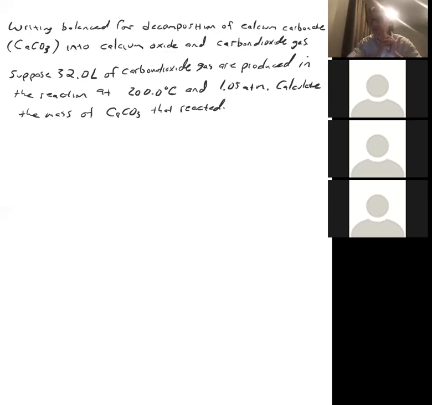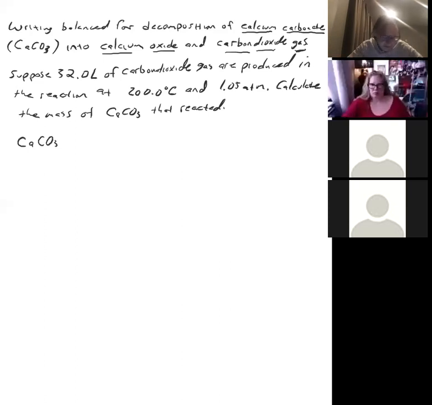Very similar to the previous one, really just a different equation, but the same type of calculation. So let's take a look at this one. We want to write the balanced equation for the decomposition of calcium carbonate into calcium oxide and carbon dioxide gas. So notice that that's the gas there. So CaCO3 is breaking up into CaO and CO2.